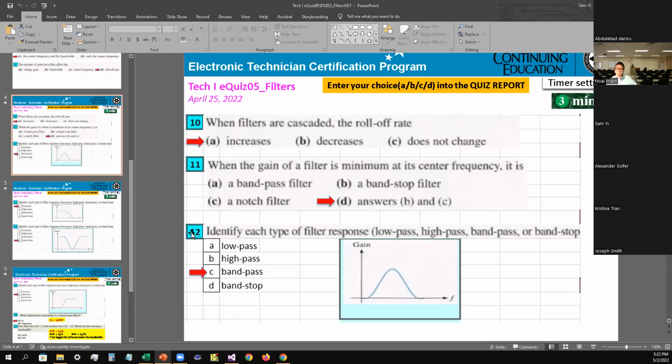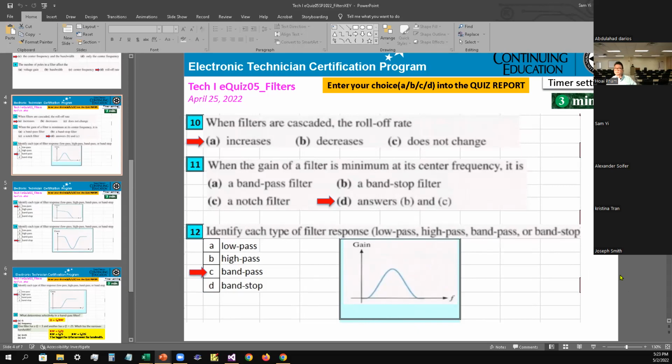Number 12, identify each type of filter response: low pass, high pass, band pass, or band stop. So this is the schematic of the output of this schematic, and it looks like this would represent a band pass. So the answer is C as in cat for number 12.